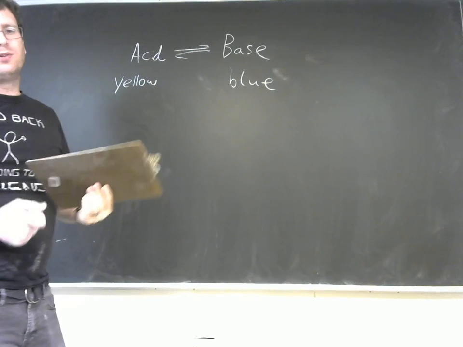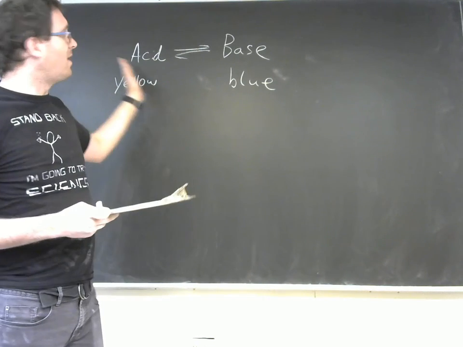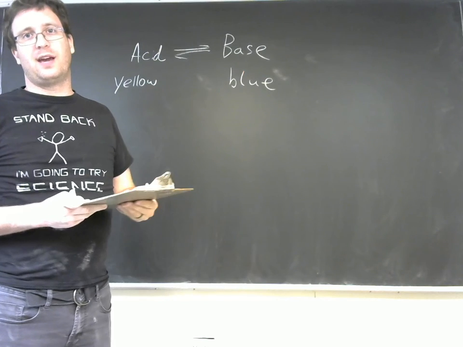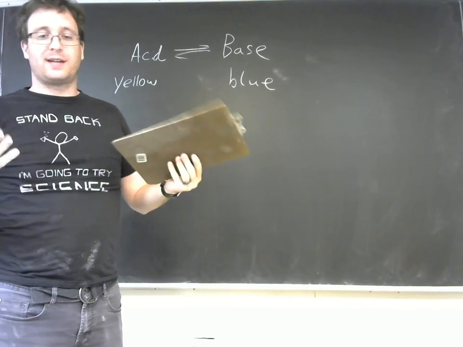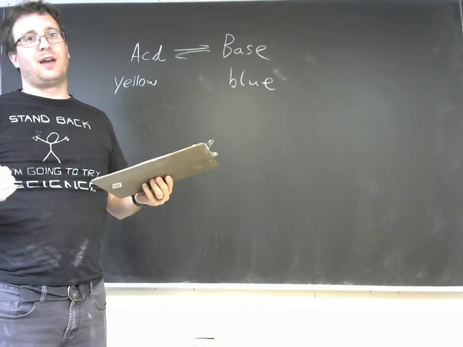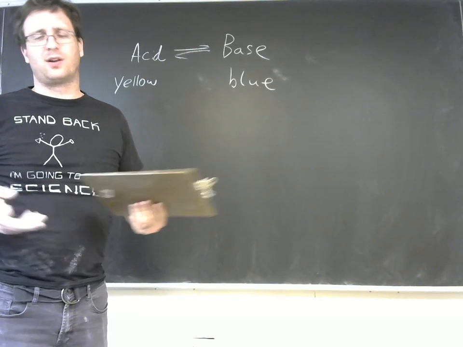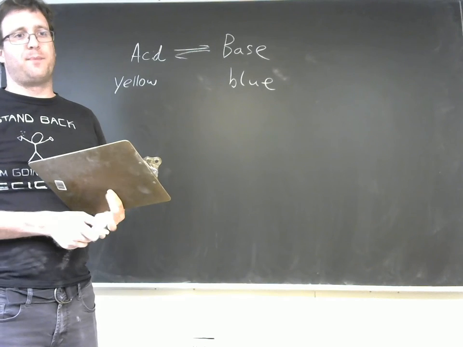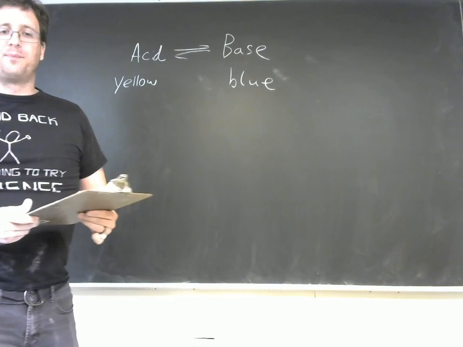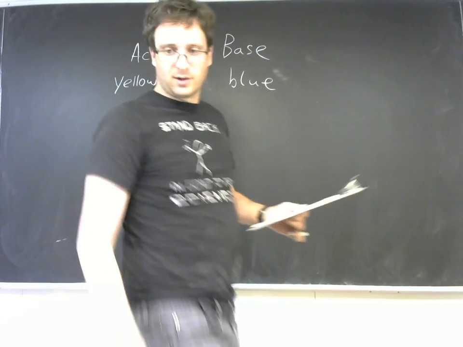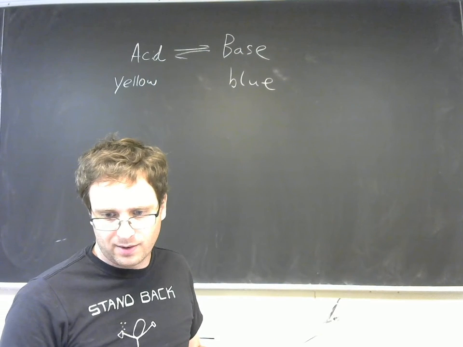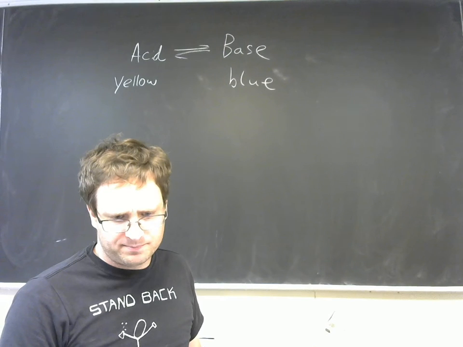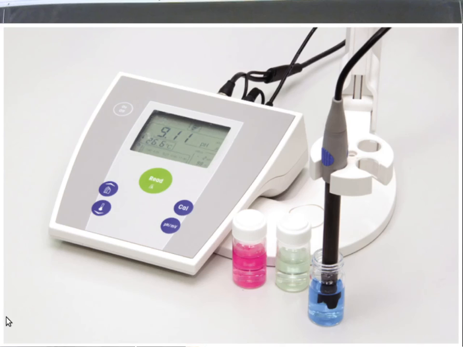And then what universal indicator does is it takes a number of these individual indicators that are all nicely tuned. They're selected such that you get a really distinct different color at every pH number. And so that is how indicators work. Now there is one other way to measure the pH. And here it is with a pH probe.